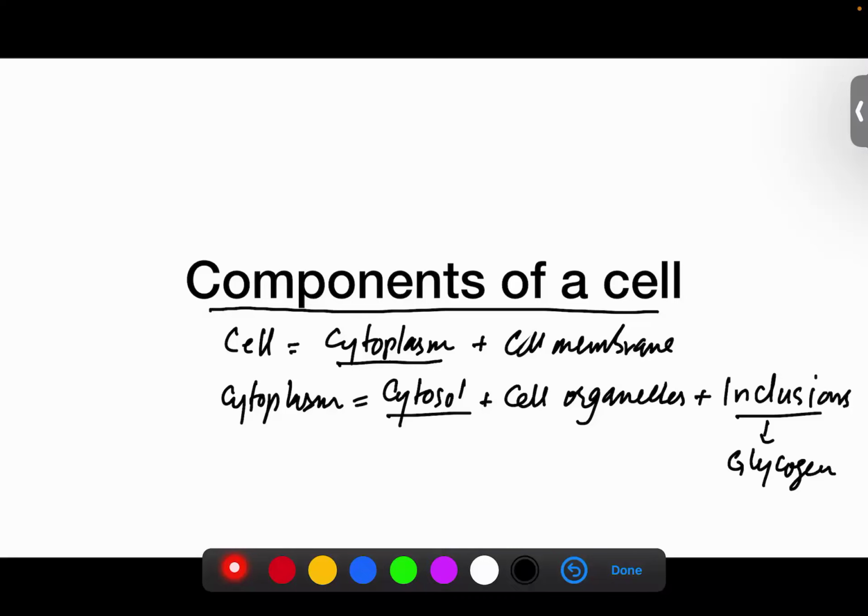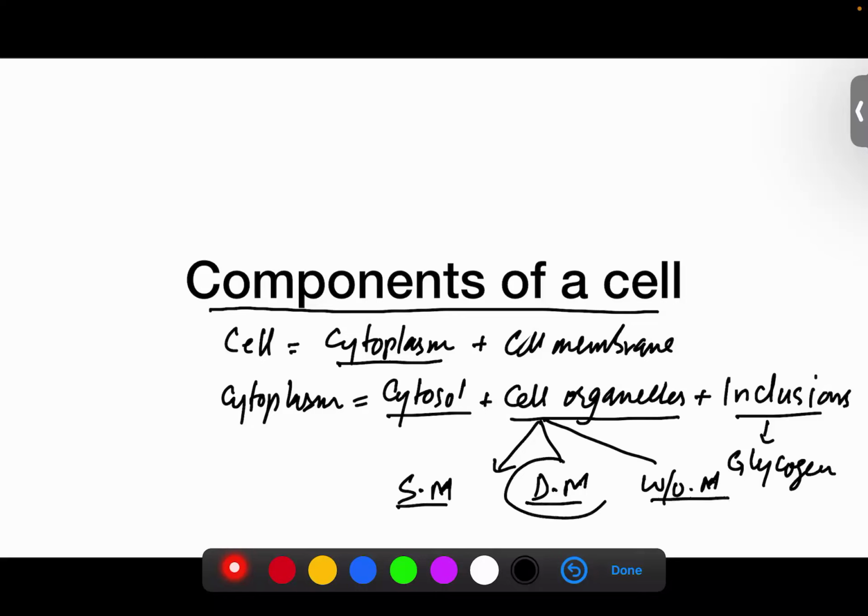the salts, whereas the cell organelles are the living components, and we can divide them into three categories. One are the single membrane bound cell organelles, the other are double membrane bound cell organelles, and the third are cell organelles without membrane. We'll have a look at them one by one, starting with the double membrane bound cell organelles. Double membrane bound cell organelles include nucleus, chloroplast, and mitochondria.